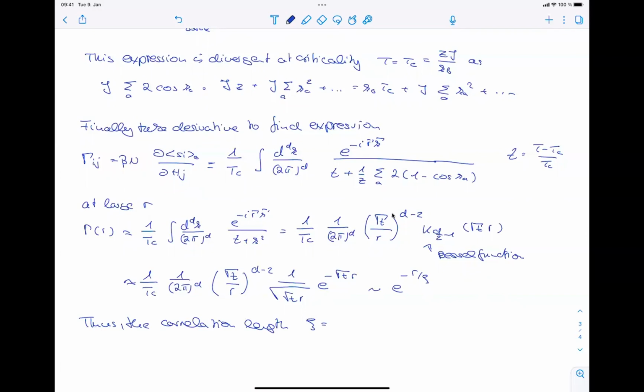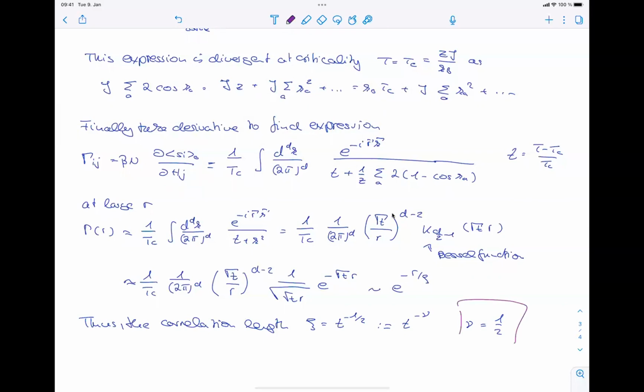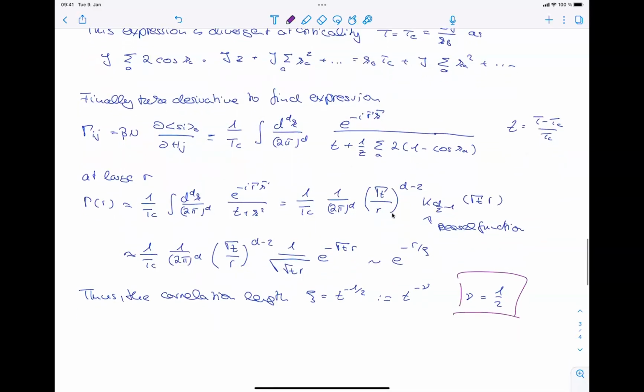C is T minus half. And so the correlation length was defined via the critical exponent nu. So T minus nu. So we can read out that here in this case, nu is a quarter. And we found another critical exponent. Yay!